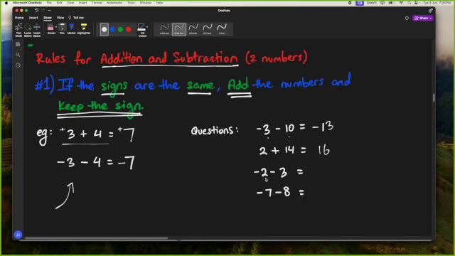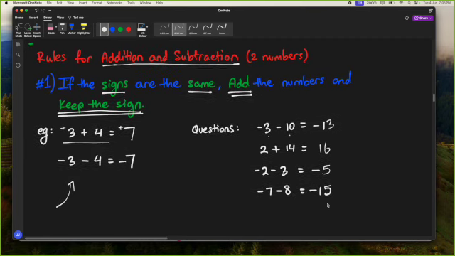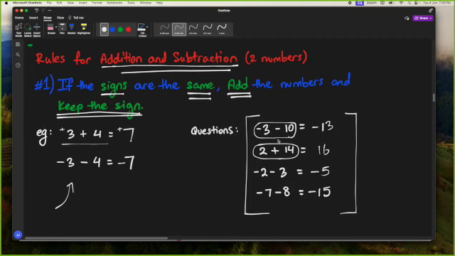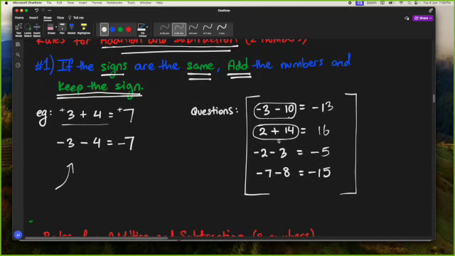Over here we have -2 minus 3, and that is a -3. Sorry for writing it like that. When the signs are the same, you add them. So 3 and 2 is 5, and you keep the sign. Over here, 8 and 8 is 16. 8 and 7 will be 15, so you add them and you keep the sign. And so those are the rules for addition and subtraction when the signs are the same.